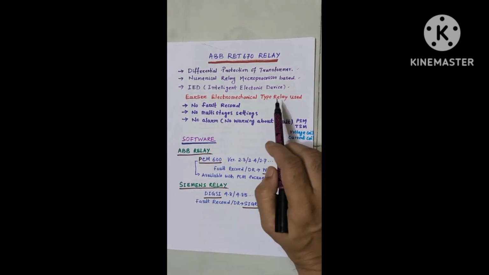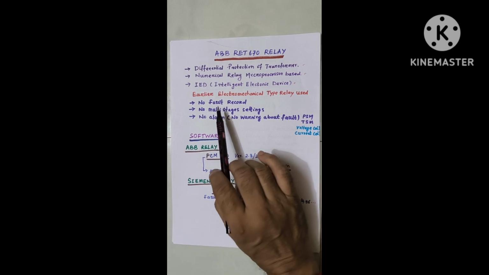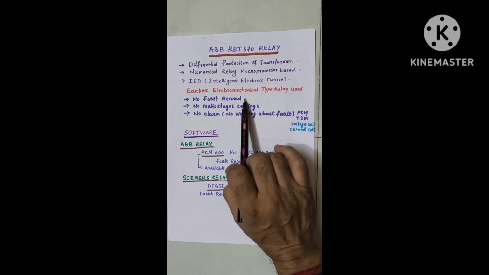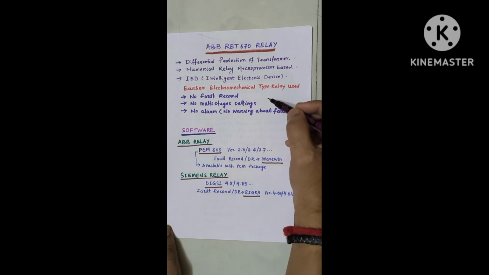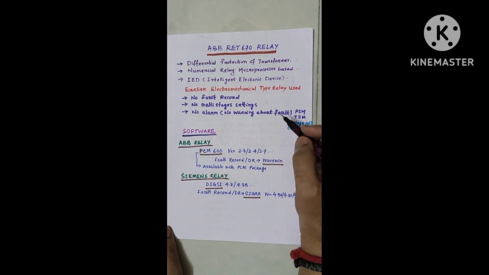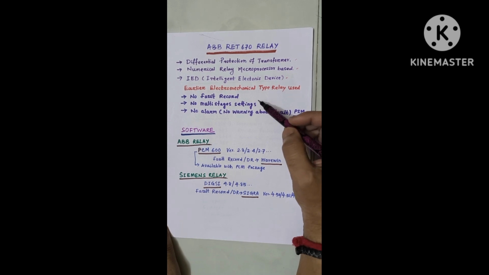In early days, different types of electromechanical relays were used. There is no fault record in that type of relay. There are no multi-stage settings. There are no alarms, no warning about the fault. So these are the drawbacks of the electromechanical type relay.